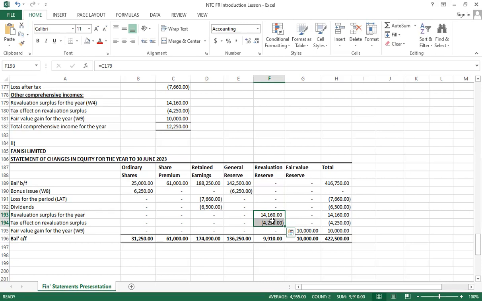There is no mark for format. There is no mark for a format at all. You must have the correct figures. Without the correct figures, really no marks. The ticks will be on the individual entries. So nothing like the format at all.